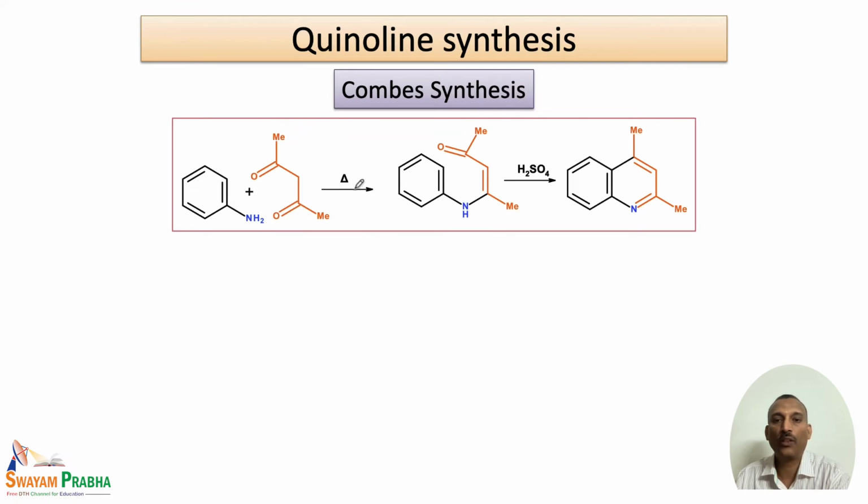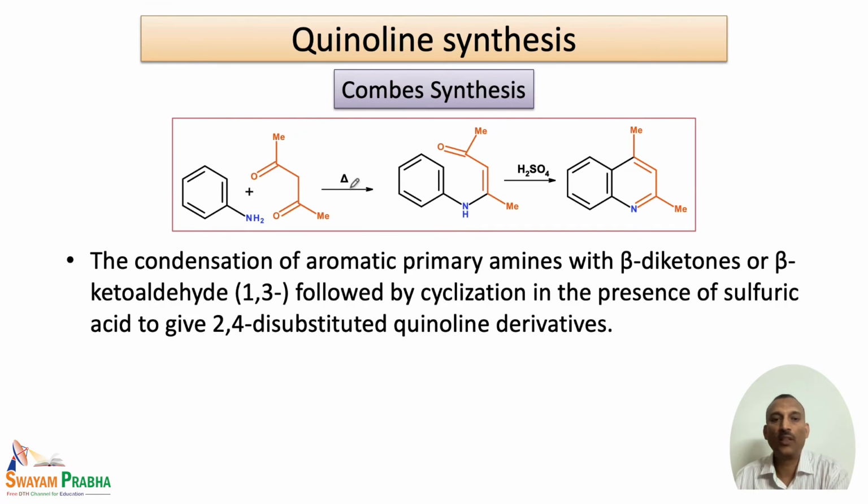So the first one is the Combes synthesis. In this reaction there is a condensation of an aromatic primary amine, that means, as we have seen, aniline is the starting material. This condenses with a dicarbonyl compound. It can be a beta diketone or a ketoaldehyde also. One of these methyl groups can be hydrogen or it can also be an alkyl group. So that means it is a beta diketone or beta ketoaldehyde.